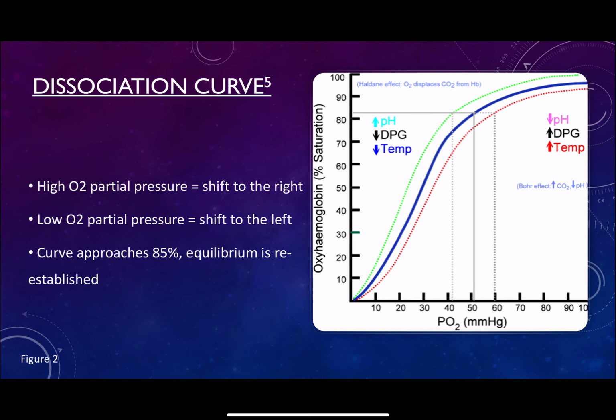Woohoo! Okay, now here's a cool little thing called an oxygen dissociation curve. And this shows the relationship between oxygenated hemoglobin, aka oxyhemoglobin, and partial pressure of oxygen in the human body. This is to show the equilibrium of both oxyhemoglobin and hemoglobin at many different partial pressures of oxygen.